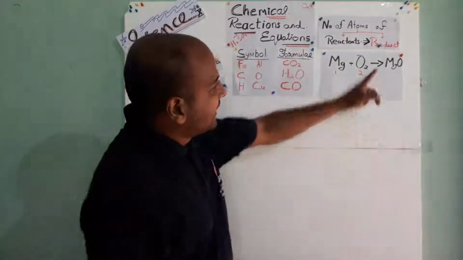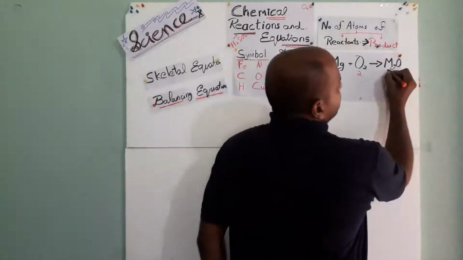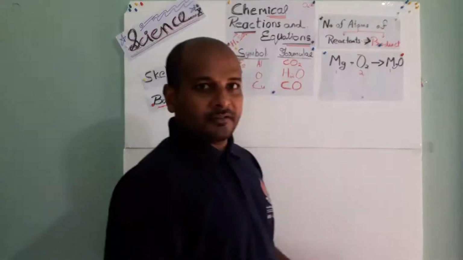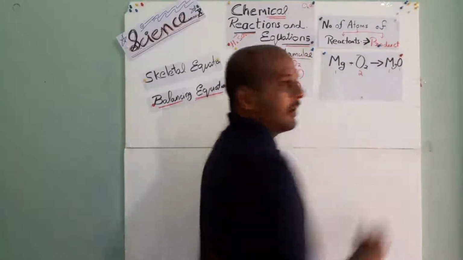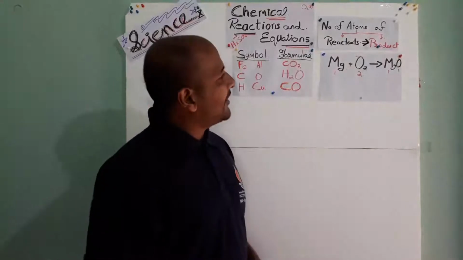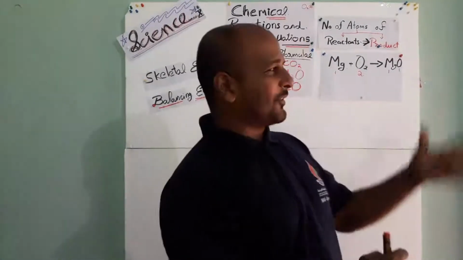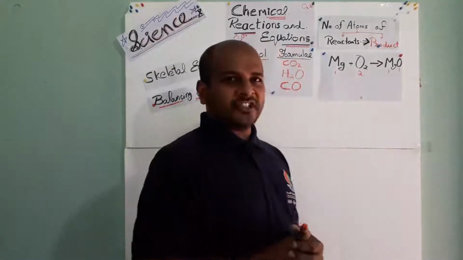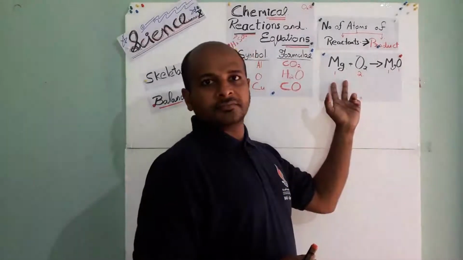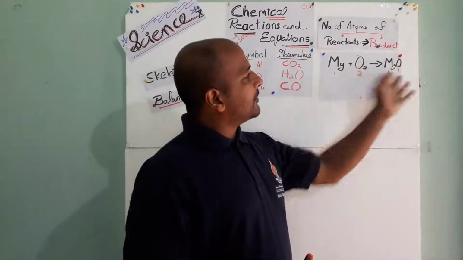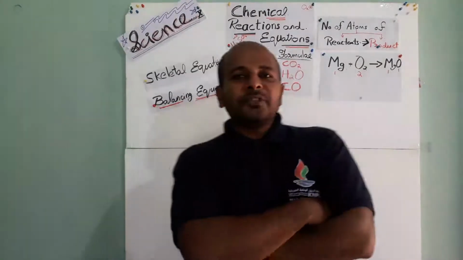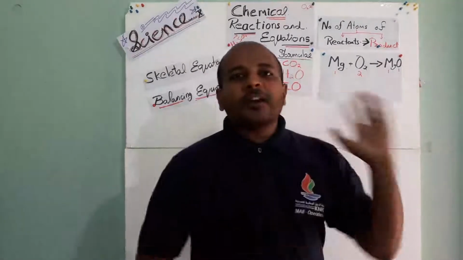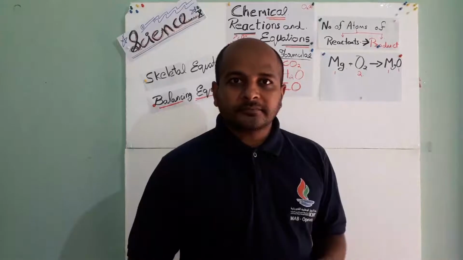The total, how many atoms are here? 3. Magnesium here again, 1. No problem. Oxygen again, the other oxygen is 1. Where is the other oxygen gone? Who knows? But according to Lavoisier's theorem, the number of atoms of the reactants must be equal to the number of atoms of the products. But this particular chemical equation won't satisfy that.